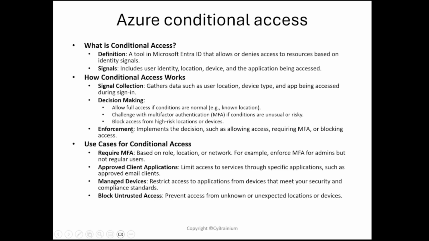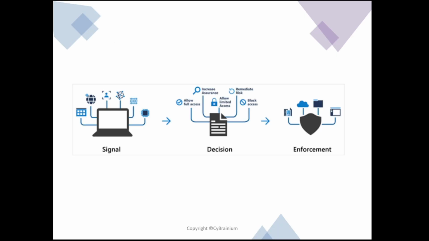Second, you can enforce MFA. And if there is some VIP user who doesn't want MFA, you can exclude them in that conditional access. So that's why we use conditional access. Now the use cases you can see here: require MFA, approved client application, managed devices, block untrusted access. For these things we require conditional access.